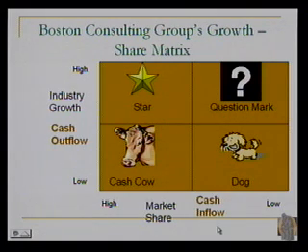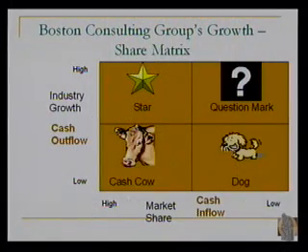But on the other hand, if we look down at the market share area, if you have high market share, you're going to have high cash inflow. You know, you're one of the industry leaders. A lot of money is going to be coming in. But if you have low market share, the amount of money coming in, that cash inflow, is going to be low. So what we see here is kind of a strange thing.